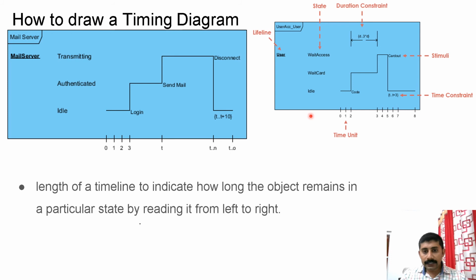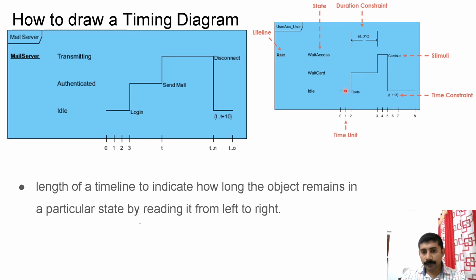So in a typical timing diagram, on the left side the lifeline name will be mentioned, then the states will be mentioned. In this particular case, the lifeline name is user. There are three states, and the waveform indicates the state transition. So the state starts here, and below you can see the time units.